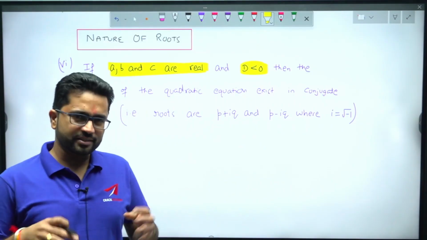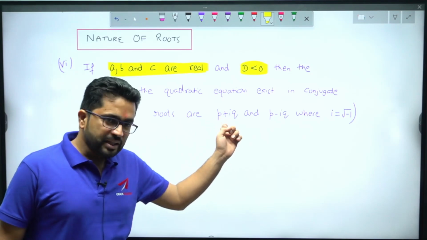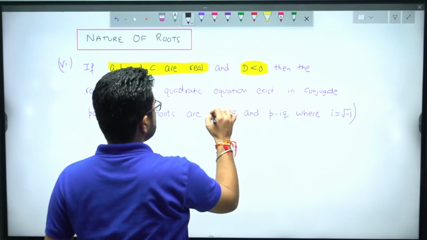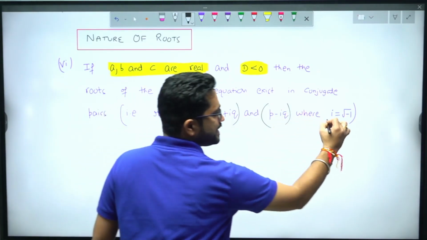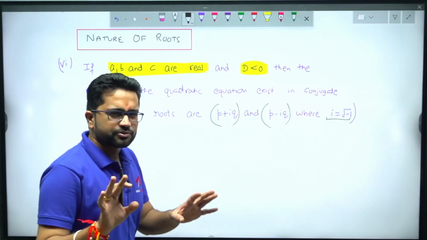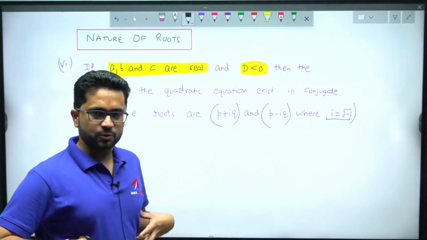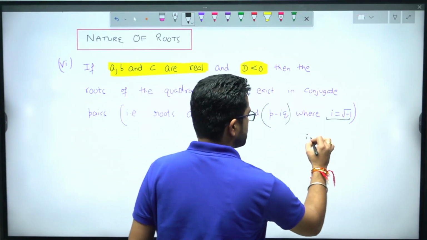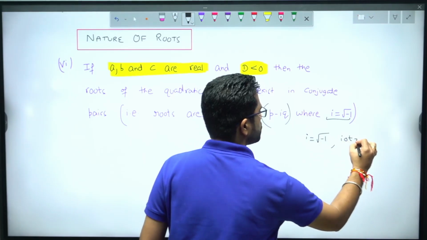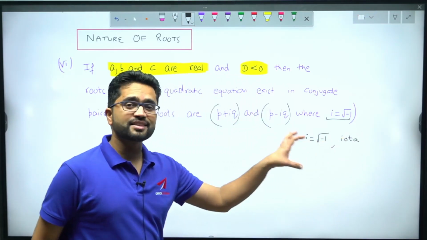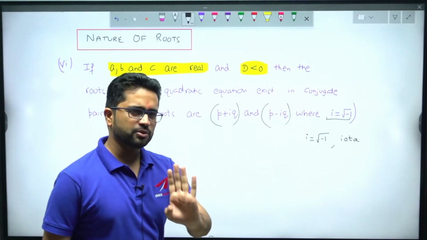Hold on, I'll tell you what this conjugate pair is. The roots are p plus iota q and p minus iota q, where i is what? Under root of minus 1. Guys, for the time being, don't get confused with what this i is. This i is under root of minus 1, and this is known as iota. We'll have a chapter in which we'll discuss why it is there and how we will utilize it. But as of now, don't worry.